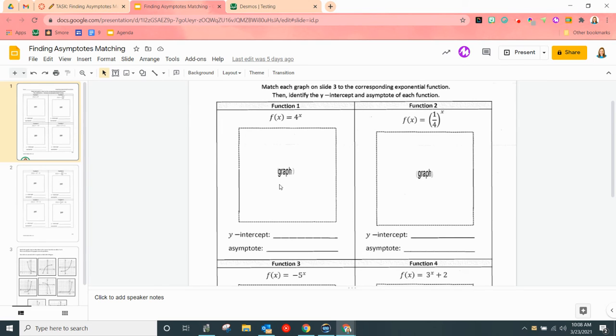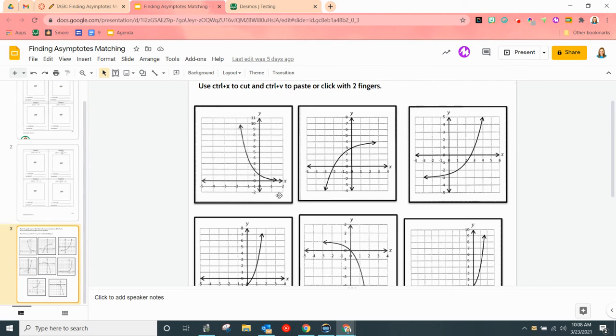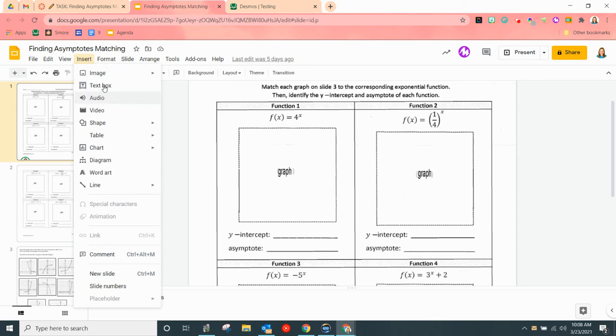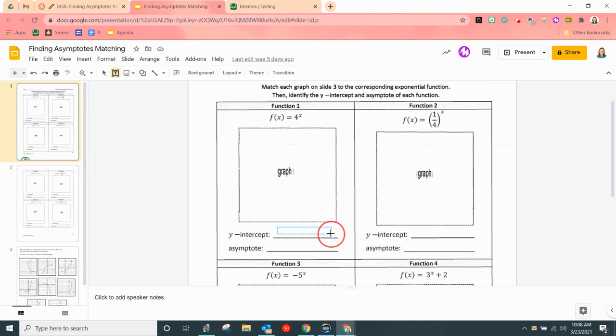For these, they want us to match a graph to it, and your graphs are over here. So you're going to cut these, paste them, and match them to the right function. And then they want you to identify your y-intercept. What I haven't done here, which I will do, is insert some text boxes. I forgot to do that, so I'll have to go back and do that, or you can insert your own text boxes. I'll go back and put those on there. So let me put another one, Control D, because I'm only going to do one of these for you guys. I'm going to show you how to do it.